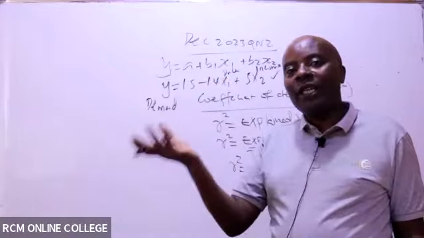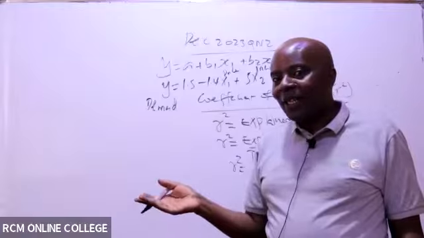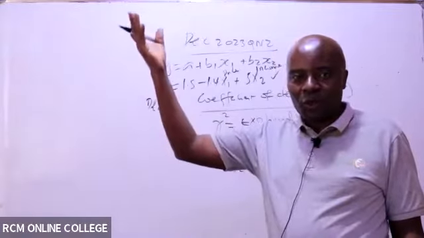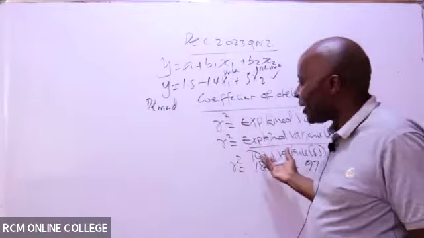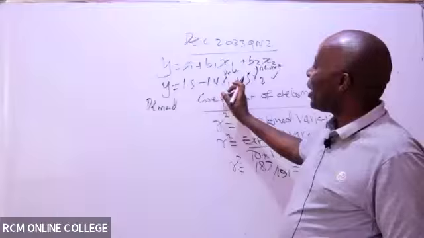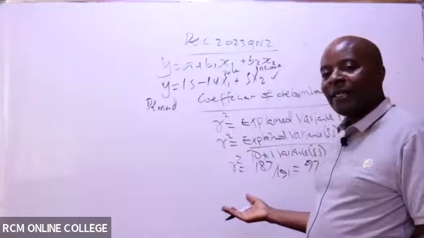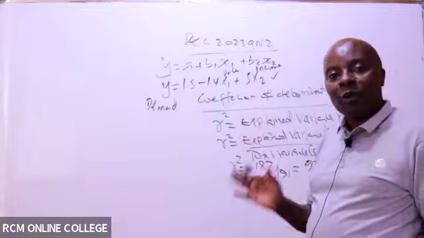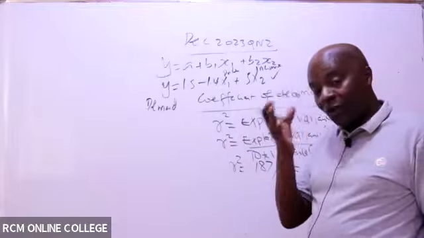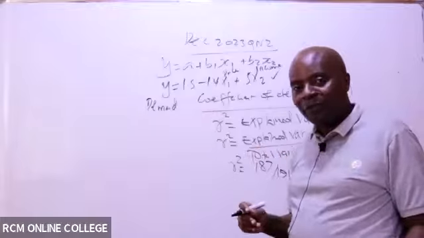Income: the more the income, the higher the demand. If the income of the consumers increases, automatically the demand will increase. So here we expected a negative relationship, and the examiner has given us a negative relationship. Here we expected a positive relationship, and the examiner has given us a positive relationship. So this model is automatically economically plausible.